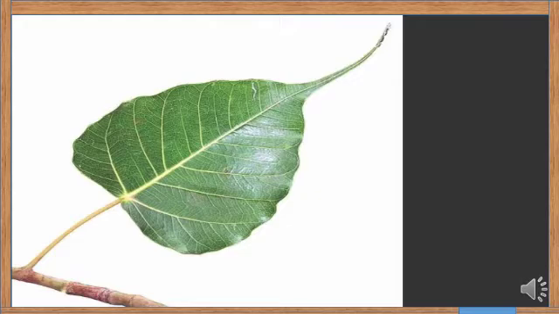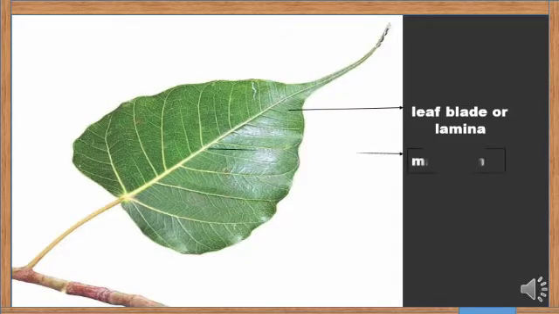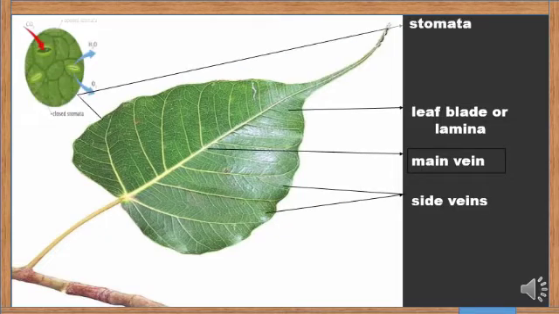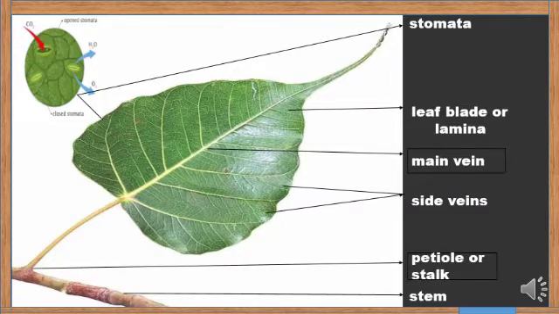Let's have a quick recap of different parts of a leaf. Let us see. This part is called leaf blade or lamina, main vein, side veins, stomata, stem, petiole or stalk, and leaf tip.